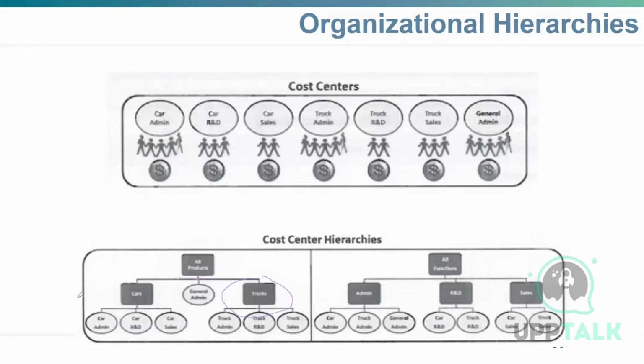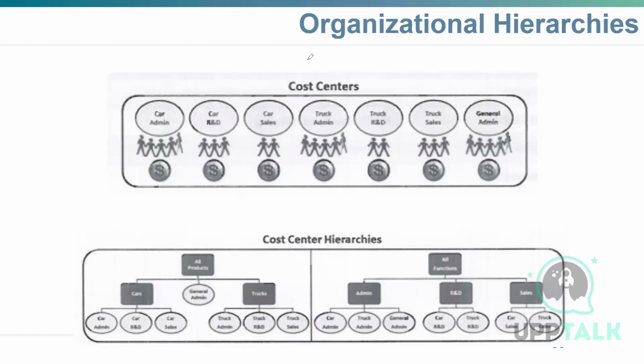Again, under all products, we have trucks and cars as the subordinate organization. And under the subordinate organizations, we have these car-related cost centers like car admin, car R&D, car sales. And under trucks, we have the truck admin, truck R&D, truck sales.